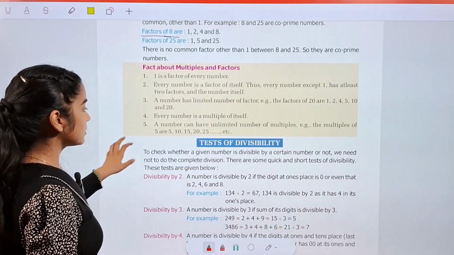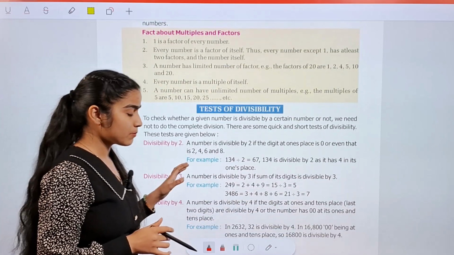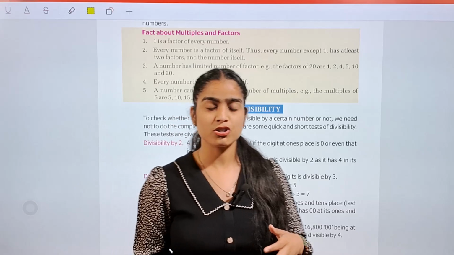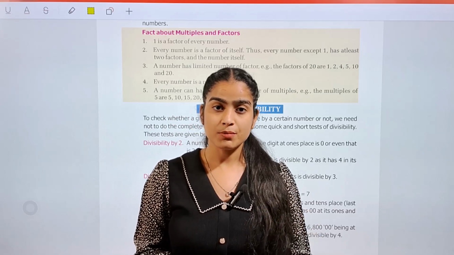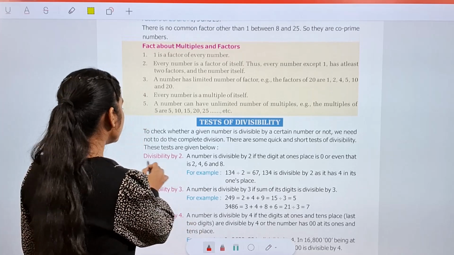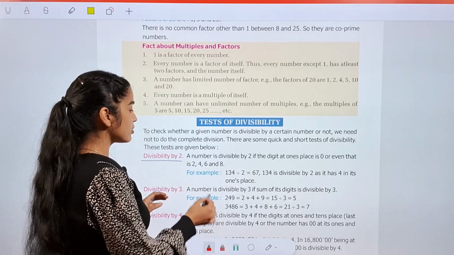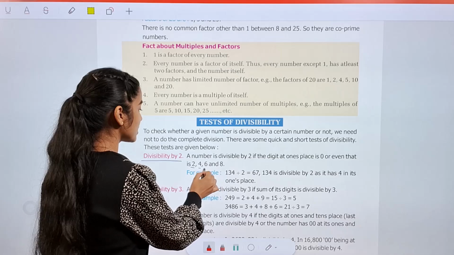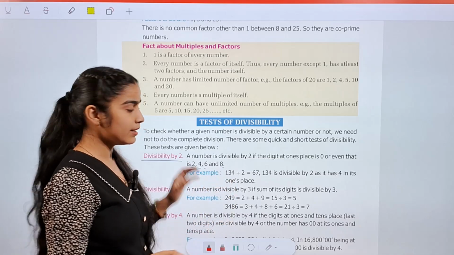Facts about tests of divisibility. Now in this chapter, we have to check which number is divisible by which number. So for this we have divisibility tests. The first one, divisibility by 2: look at the end digit of the number. If it is 2, 4, 6 or 8, then it will be divisible by 2.